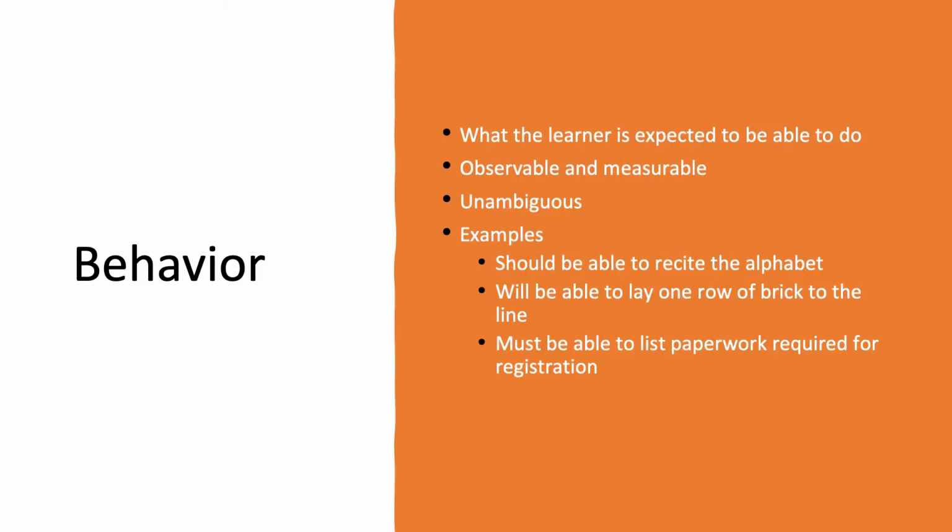So behavior is second, and behavior is really the meat of this whole thing. This is what you expect a learner to be able to do. And it's written, learner should be able to do X, or will be able to do X. And this is the very observable and measurable portion of the objective. This is the task. This is the thought process. This is how you get to the final product. So behavior you have to have. If you have nothing else, have a behavior. Learner should be able to, and you always use the words should or will be able to.